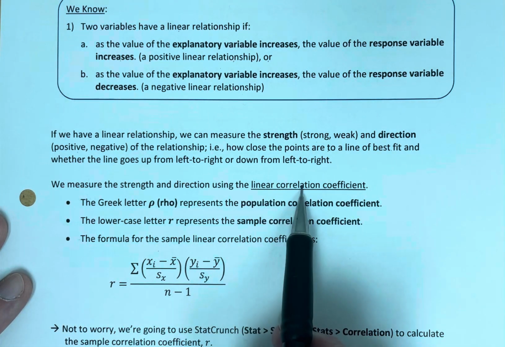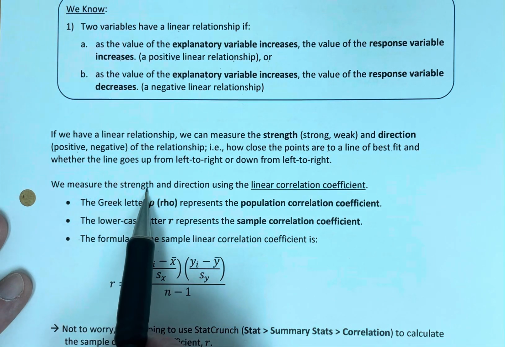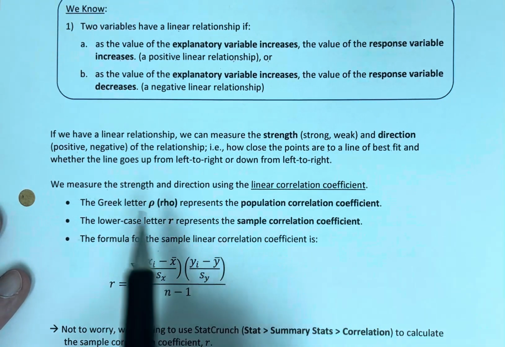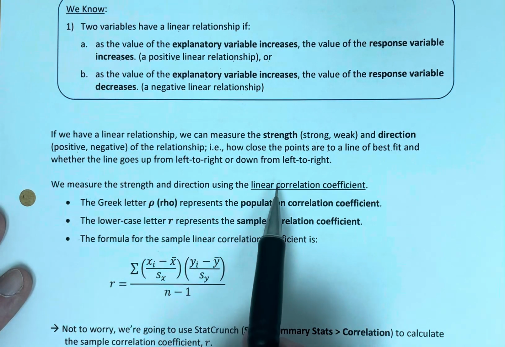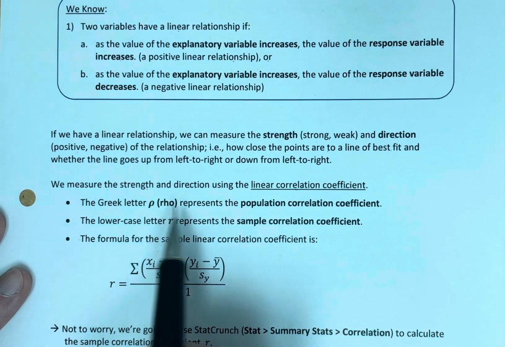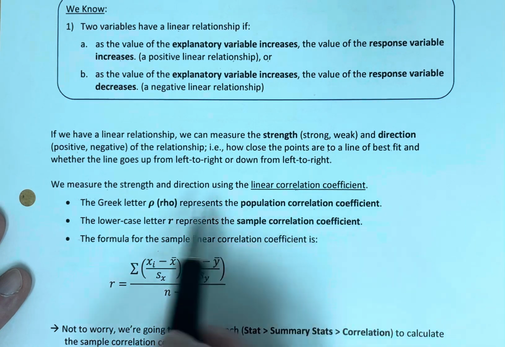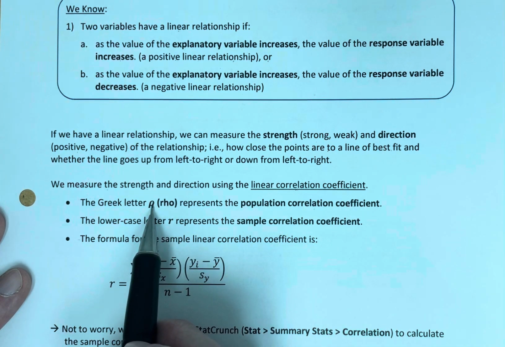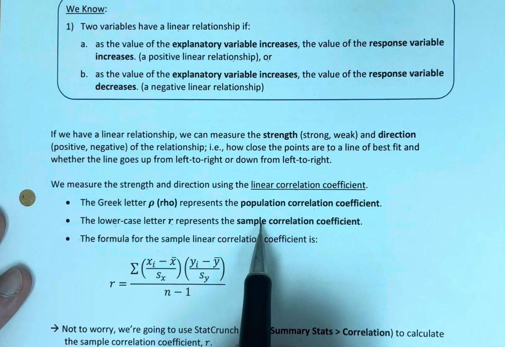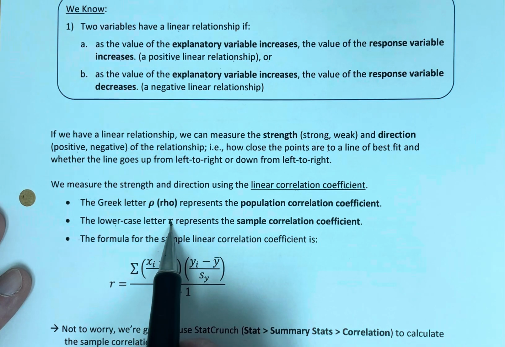Okay, so the linear correlation coefficient is a number that measures the strength and direction of a linear relationship. Let's take a couple notes about the linear correlation coefficient. The Greek letter rho is what's used to represent a population correlation coefficient. So this is a parameter. The lowercase letter r is used to represent the sample correlation coefficient. So r is a statistic.